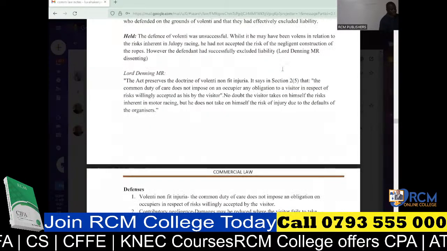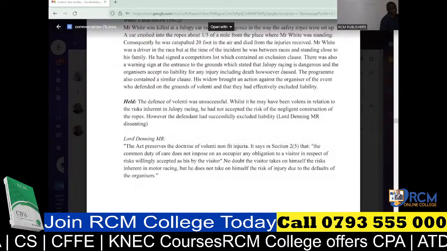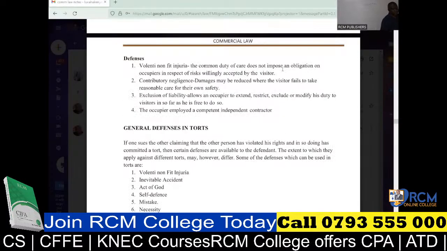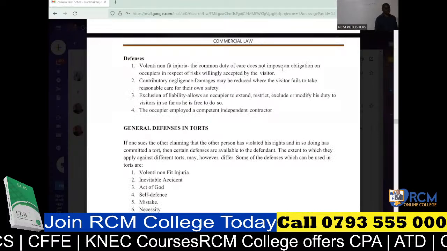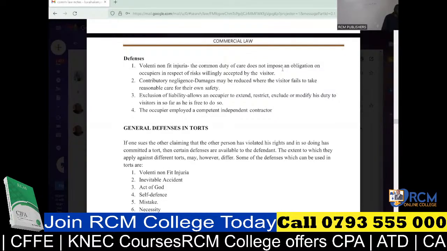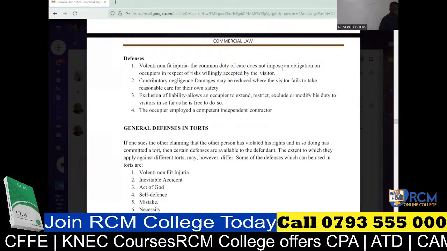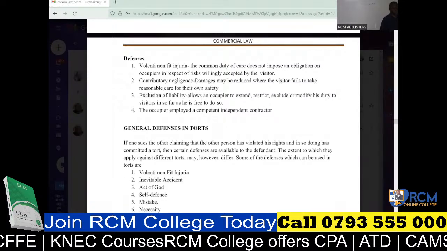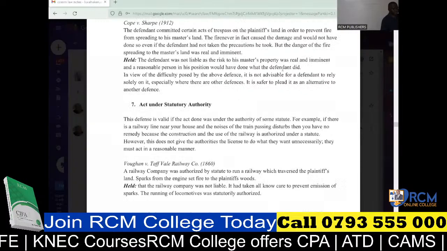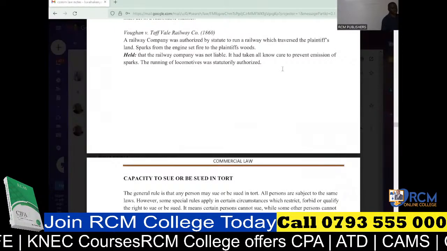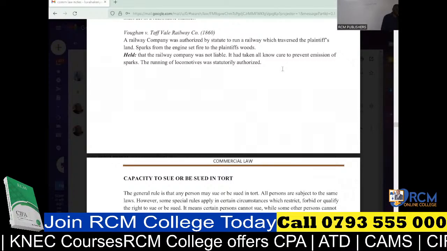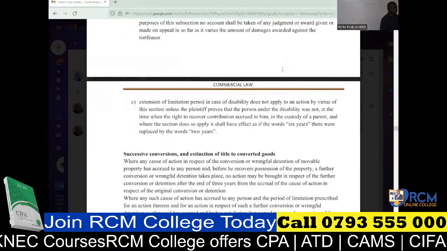So I think next time we'll be able to wind up with occupiers' liability. Then, of course, wind up with the general defenses under tort. These ones are probably the ones you've already looked at as we've been looking through the chapters. We've come across them: volenti non fit injuria, inevitable accident, act of God, self-defense, mistake, necessity, or statutory authority. So we'll look at all of them, and of course, now wind up with this particular topic, and then start the topic of law of contract in our next class. So there's just a small bit remaining.